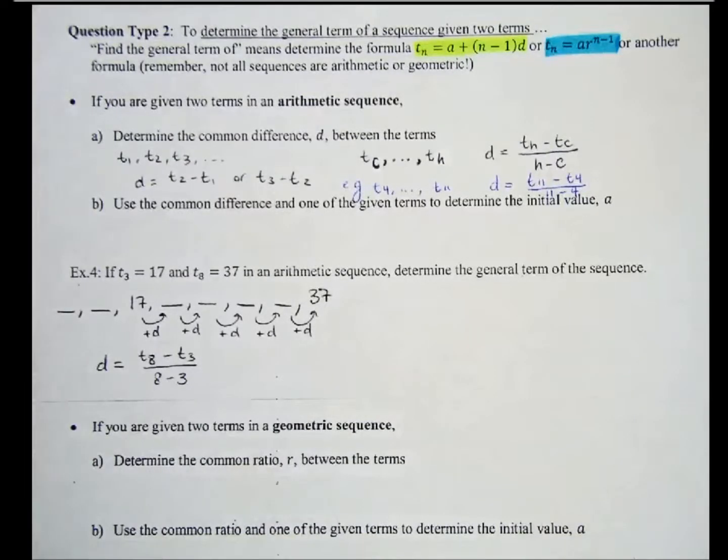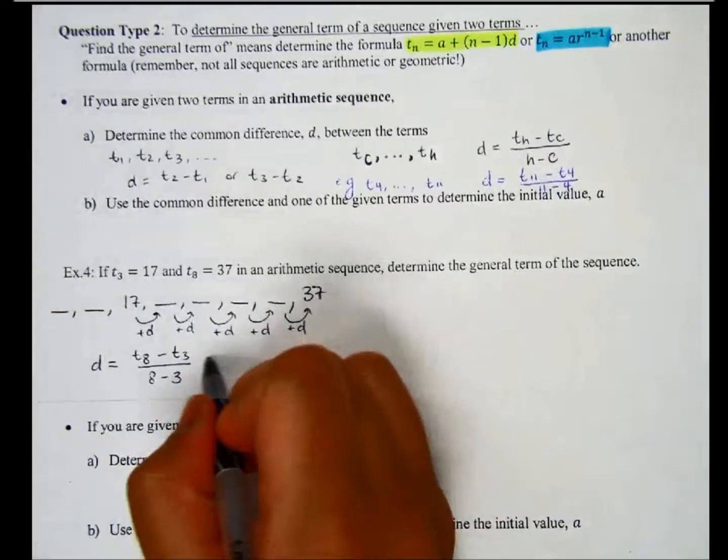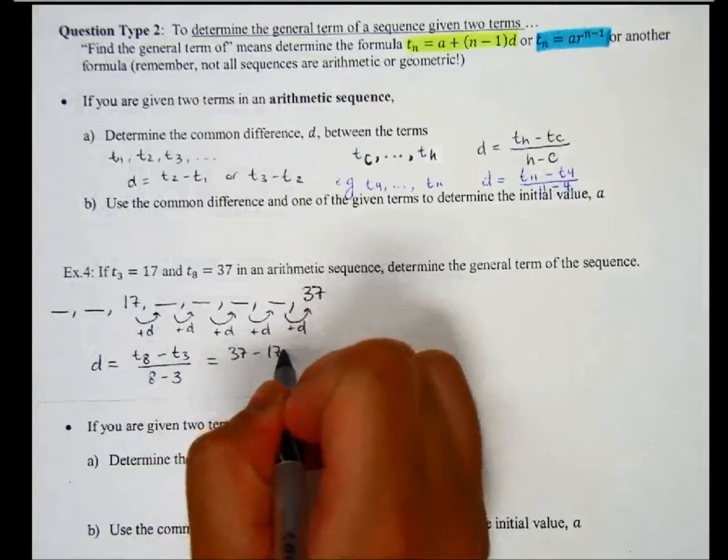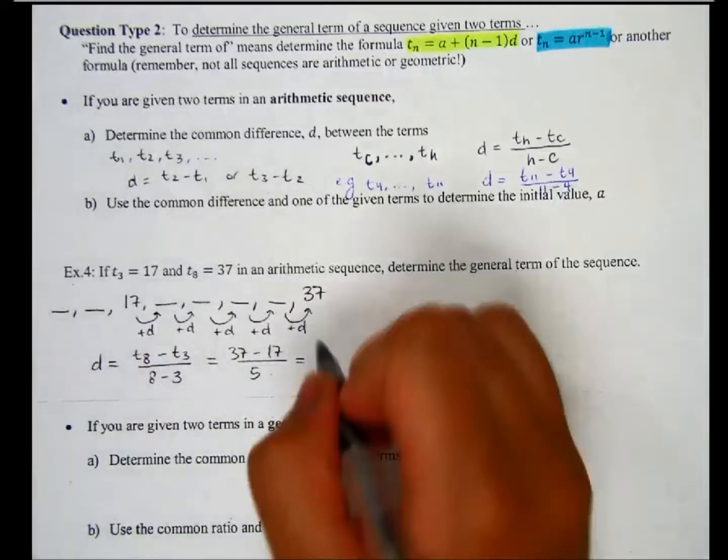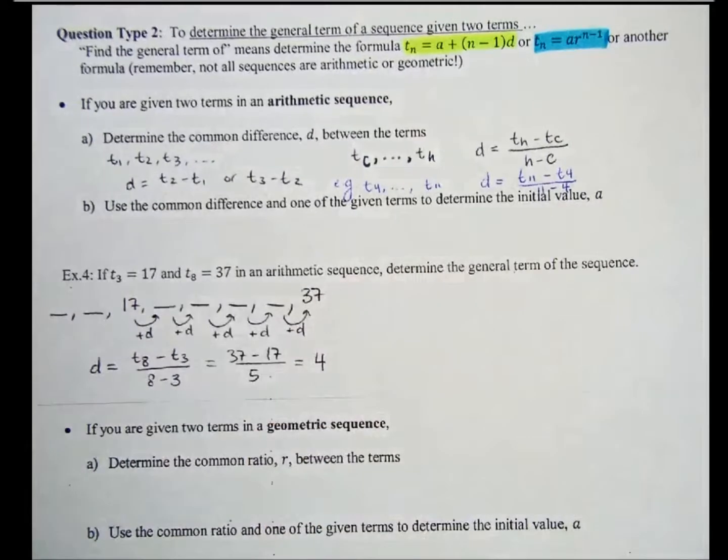So take t8, subtract t3, divide by 8 minus 3, or 5 skips. So 37 minus 17 divided by 5. That gives us 20 over 5, which is 4.